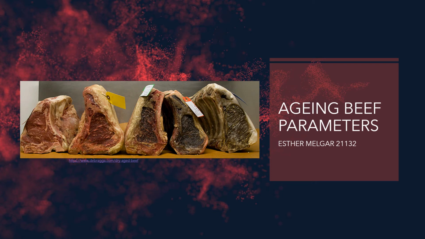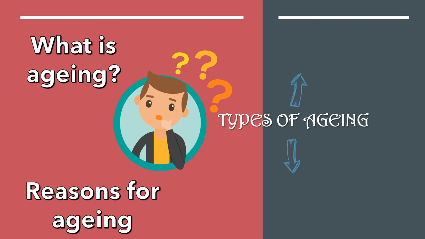Good morning, everyone. Today I'm going to talk to you about aging beef parameters. The secret to the great steaks found at the very best steakhouses is that they have the beef aged specifically to their specs. We are going to start talking about what is aging.